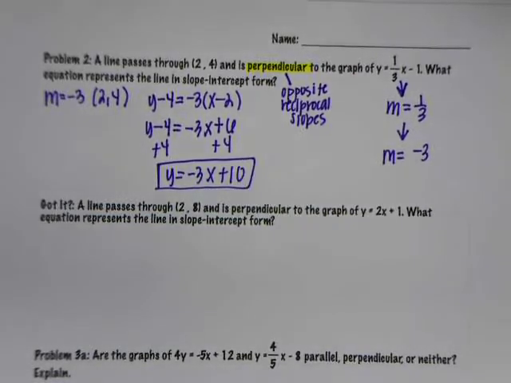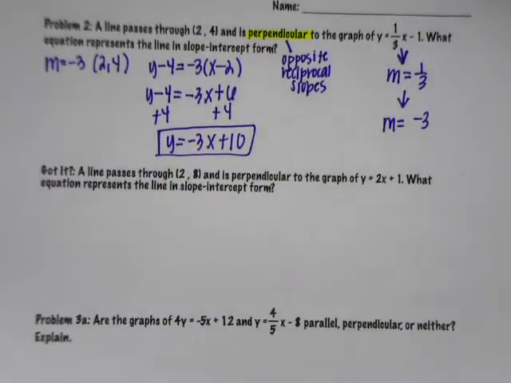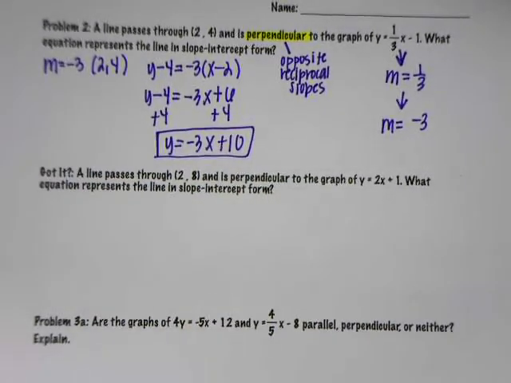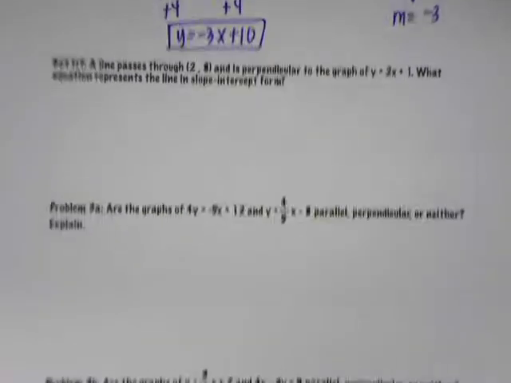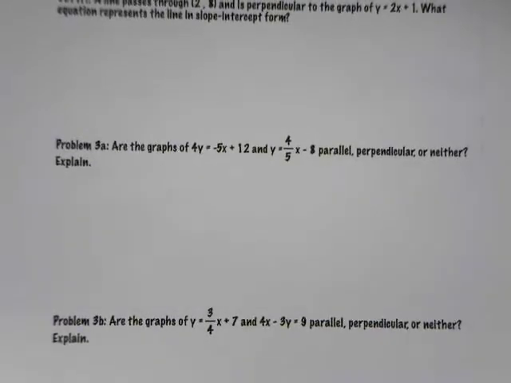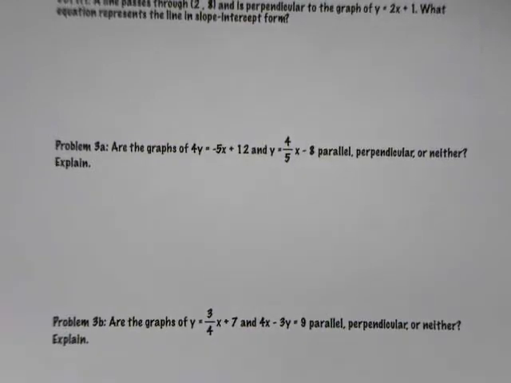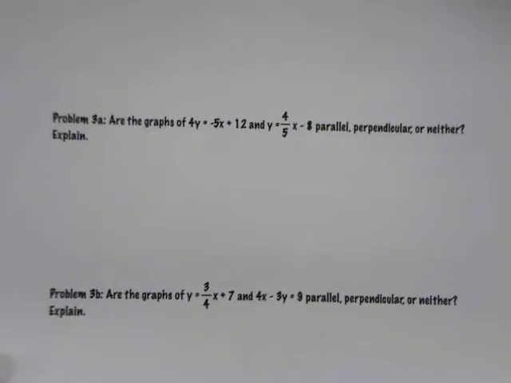All right, let's jump to problem 3a. The last type of question you're going to have is where it's going to ask you if two lines are parallel, perpendicular, or neither. The way you're going to approach these is put them into slope-intercept form and look at what the slopes are. Or if it's in point-slope form, you can figure out what the slope is without converting it. Okay? But you're trying to figure out what the slope is for that.